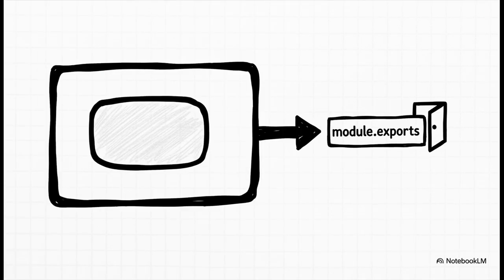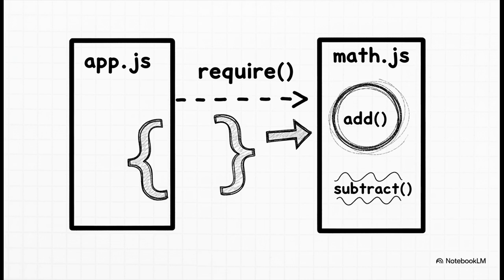Let's look at a super simple example. Say we have a file, math.js, with an add function. To let other files use it, we just tack it onto the module.exports object. And that's it. Our function is now public. And here's the other side of that coin. In our main file, app.js, we just call require and point it to our math file. Then we can use a little bit of JavaScript magic called destructuring to pull out just the add function.